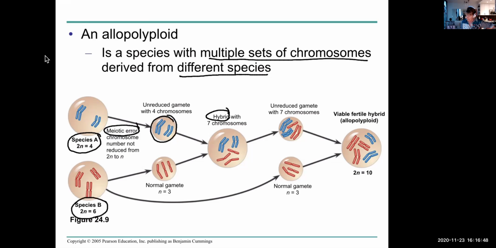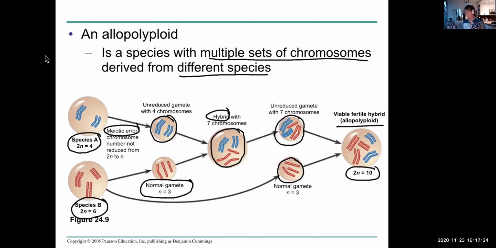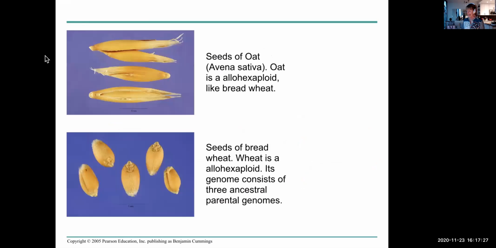Here's species B, 2N is 6, but produced a normal gamete. They fused. When they fused, you've got a hybrid with a very unusual number of chromosomes, 7. Well, this hybrid managed to produce some gametes itself. It probably couldn't fuse with its own individuals, the other hybrids, but it might have fused with a normal gamete from the other species, and then you have a viable fertile hybrid again. Possibly that's a little bit more rare, but it does happen.